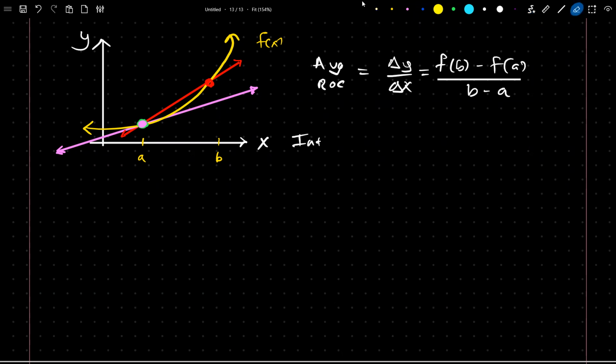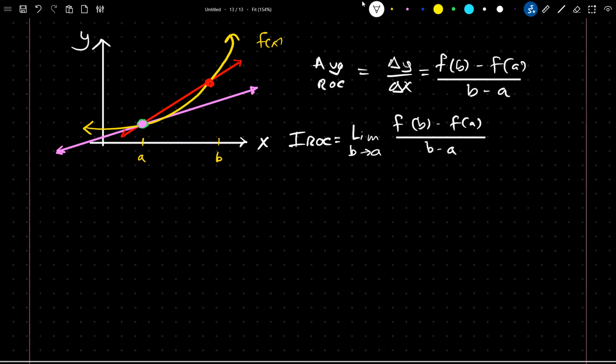Let me just use an abbreviation, IROC, the instantaneous rate of change. And how do we do that? We let the distance between the two points get closer and closer together. So we used an idea called the limit. In this case, it would be as B gets closer to A, you find this ratio, and that would give us the instantaneous rate of change at that point.